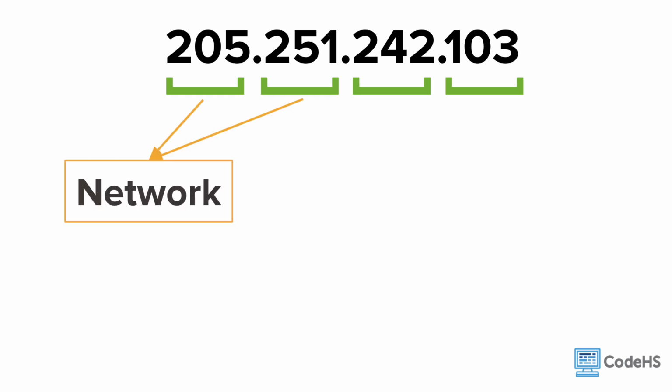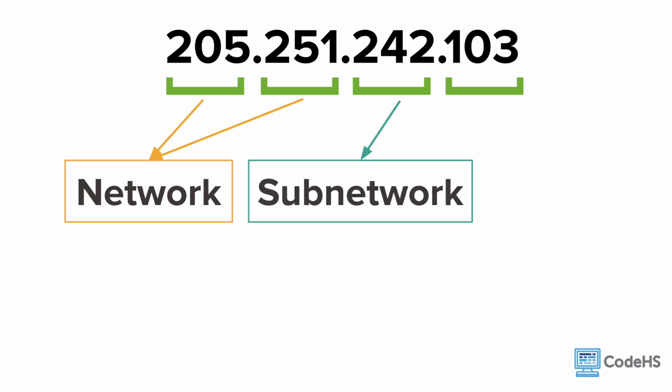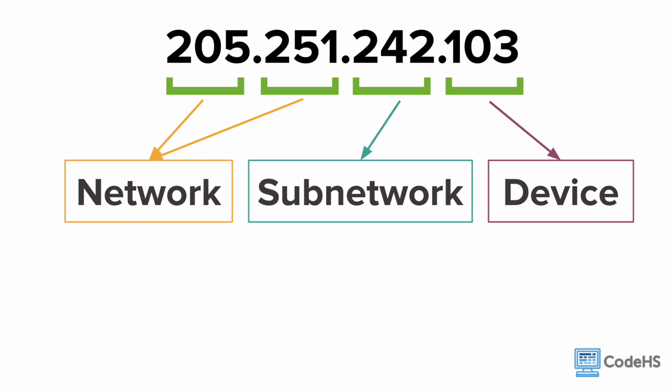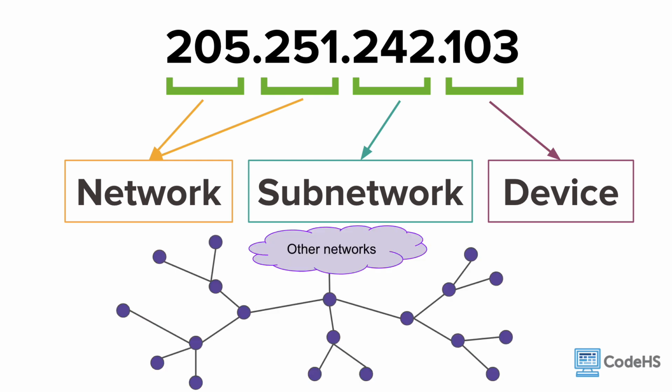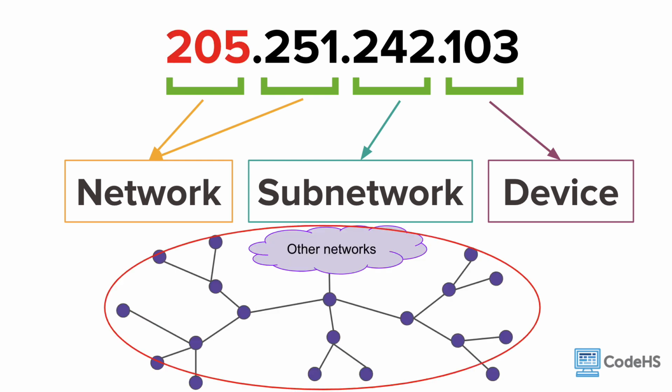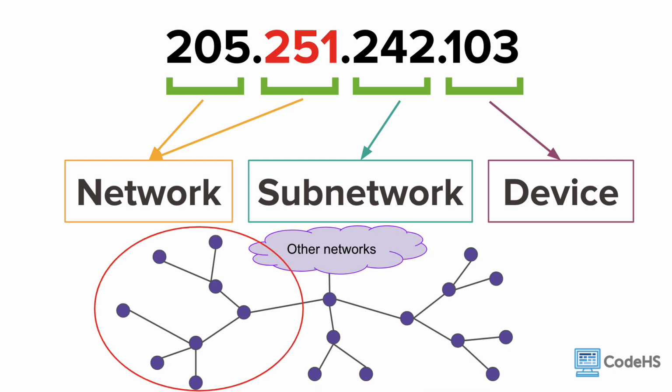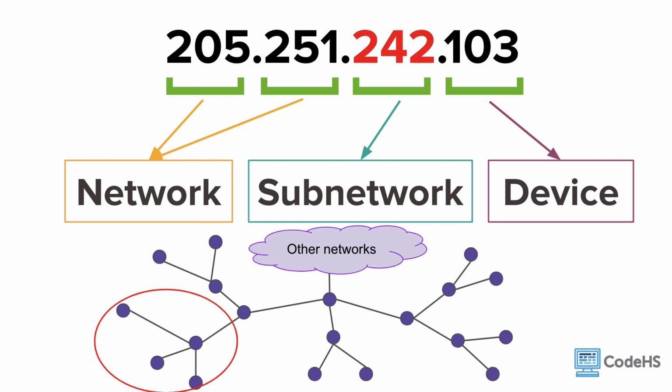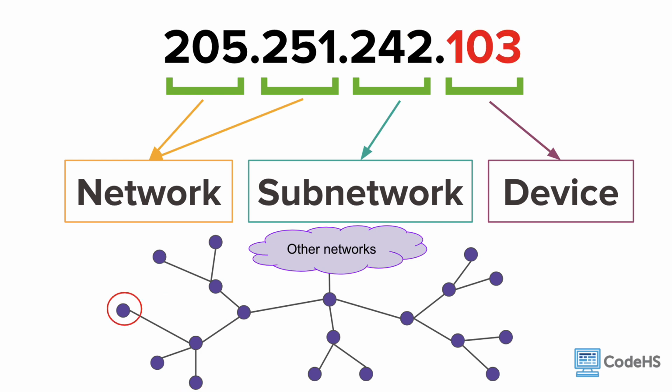The first 2 groups of numbers specify the network. The third group specifies the subnetwork, and the last number specifies the specific device. Let's take a look at this with a sample network. Our first number, 205, specifies a large portion of the Internet, like a state within the United States. The second number, 251, tells us a specific part of that larger network. The third number, 242, specifies the subnetwork within that network. And the last number, 103, specifies the individual device.